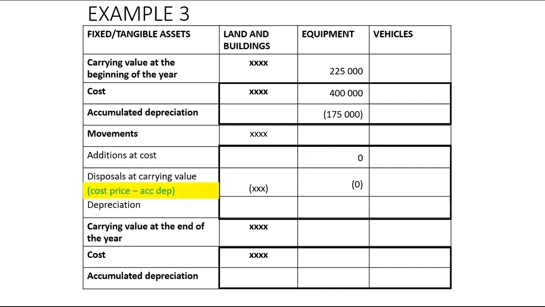You simply take the cost price of the equipment that we're selling, you minus the accumulated depreciation of that equipment as at the date of sale. You will learn about that later on. Now, depreciation on equipment for the current financial year amounted to 56,250, which will be your only movement. And at the end of the year, the cost will still remain the same because we did not sell any equipment, we did not buy any equipment.